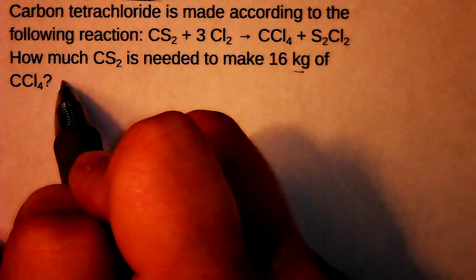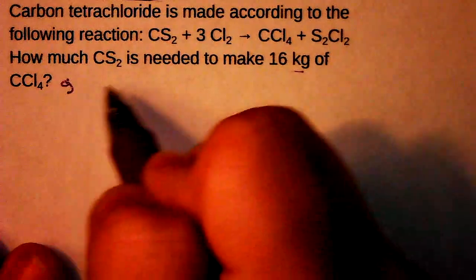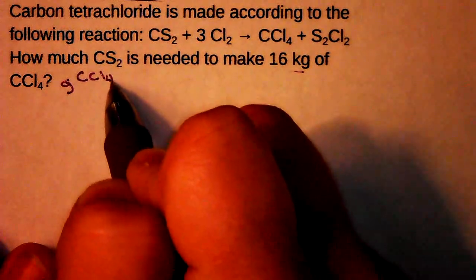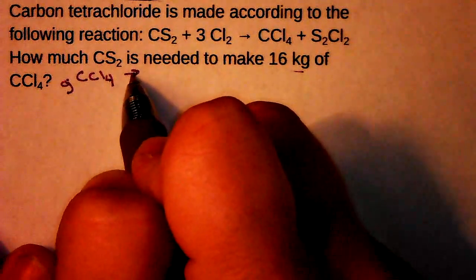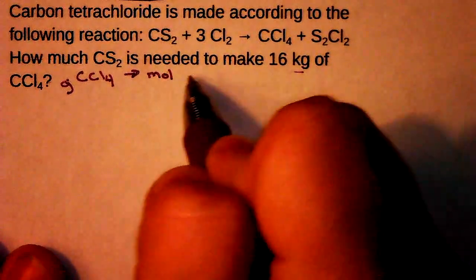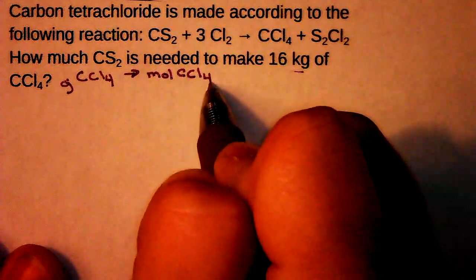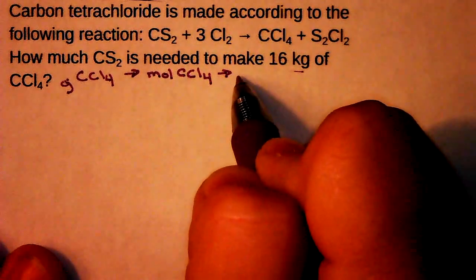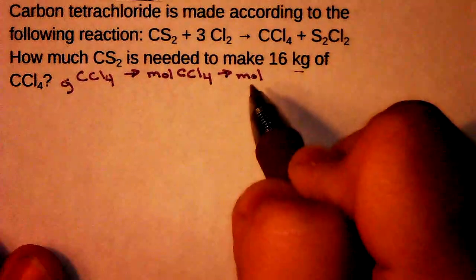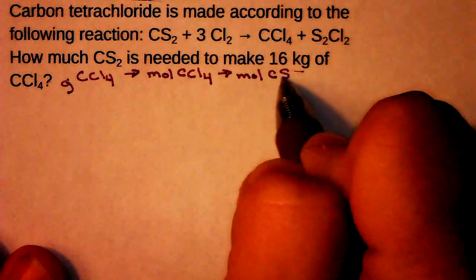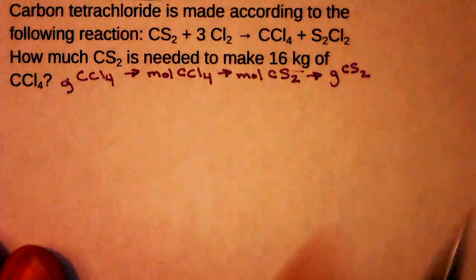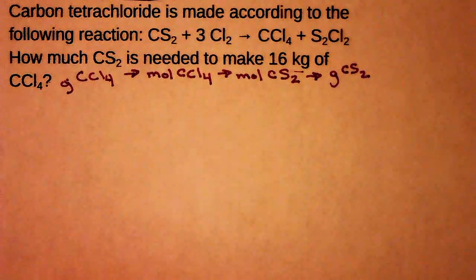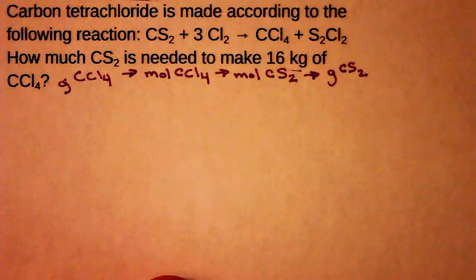So they have given us grams of CCl4, and ultimately this is how many grams of CS2. So using stoichiometry, we have to get our grams of CCl4 into moles of CCl4. Then from moles of CCl4, using our balanced chemical reaction, we can get moles of CS2. And then at that point, we can get into grams of CS2. We have done enough of these problems to know that we are going to need the molecular mass of these two things we're talking about. So let's go ahead and knock that out, shall we?